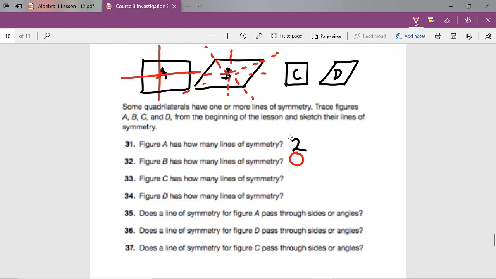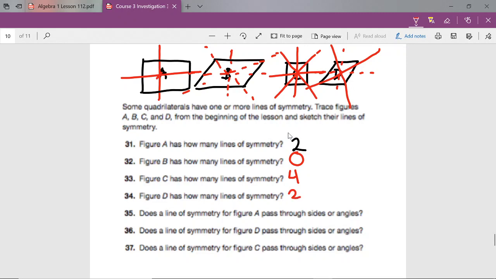How about C? This one could have a lot. And it does. We have 1 down the middle, 1 horizontally, and then this one, since it's a perfect square, does work to have corner to corner and another corner to corner. Other than that, we don't have any more lines of symmetry, so we just have 4. And then even though this rhombus does not have a line of symmetry horizontally or vertically, this one actually does work from corner to corner since it's a true rhombus, and from my other corner to corner. So 2 lines of symmetry.